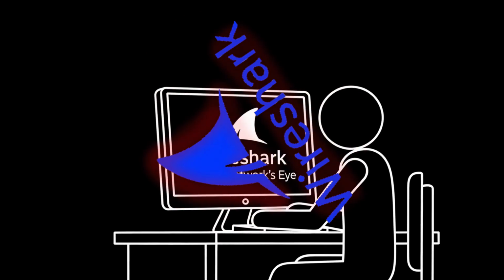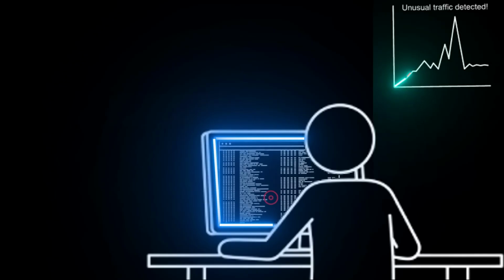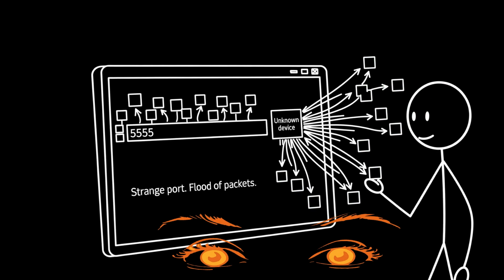You open Wireshark. A few seconds in, you spot it. Massive traffic spikes from a device you don't even recognize. It's using a strange port, sending out packets like crazy. In that moment, Wireshark isn't just a tool. It's your eyes inside the network, revealing what's really happening behind the scenes.